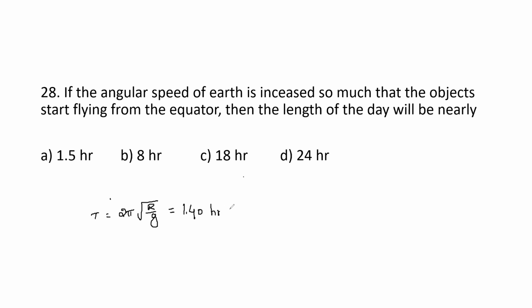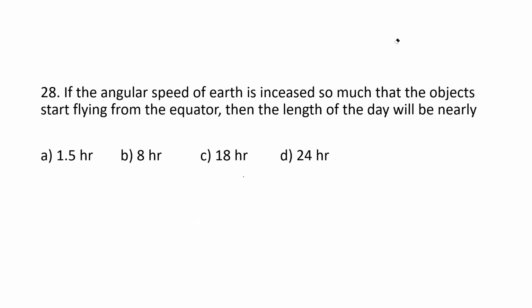1.40 r. So you can see here 1.40 is not given. So this can be nearly equal to what? 1.5 r. The length of the day becomes 1.5 r lengthier, when the angular speed of the Earth is increased. Here they have not specified how much it will increase, so we can take this formula and directly do the simplification. So the answer is 1.5 r. Option A is the correct option here.